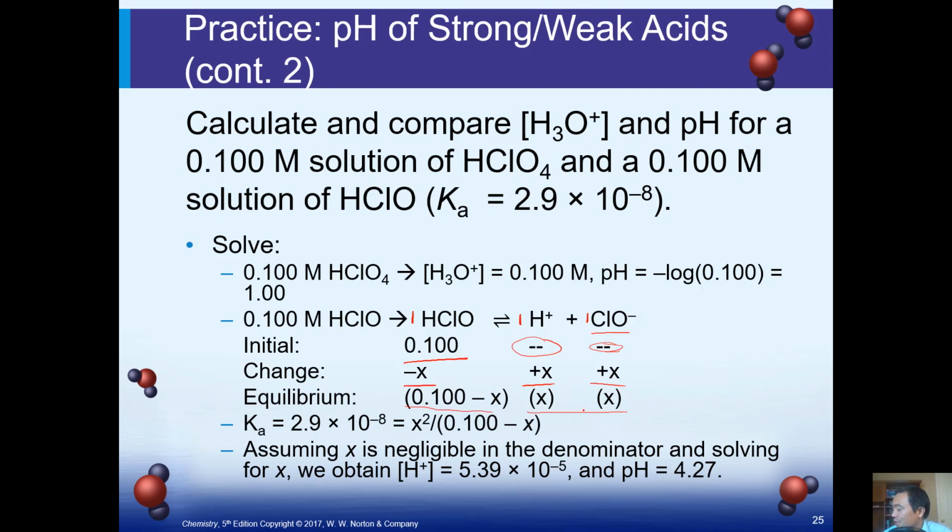Put everything together and do the Ka definition. Because the Ka is really, really small, when you do the calculation, you can use the small x approximation, which means x compared to the initial 0.1 is negligible. So this will become x squared divided by 0.100. Then you can find out that x equals this number. Then you can do the pH calculation, which is also relatively straightforward.